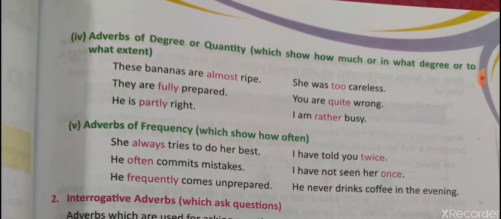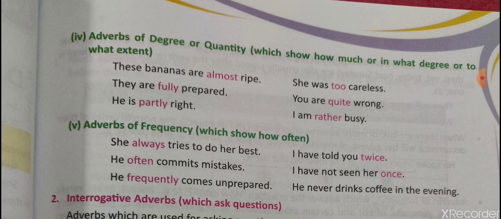Next is adverb of degree or quantity. These are the adverbs which show how much, in what degree or to what extent. This does not show the exact quantity; we just tell how much something has happened. These bananas are almost ripe. She was too careless. They are fully prepared. You are quite wrong. He is partly right.